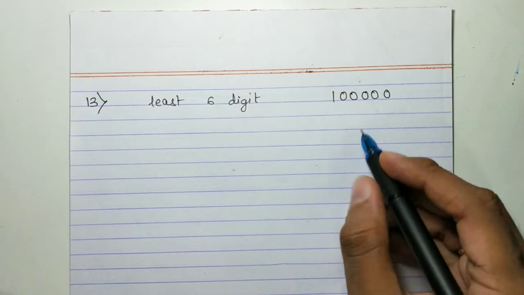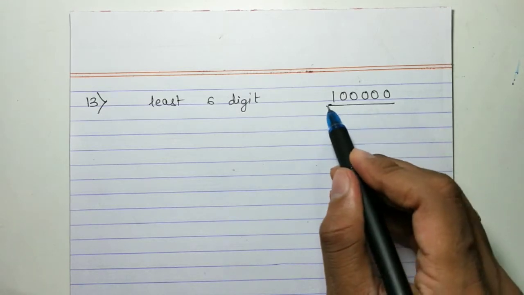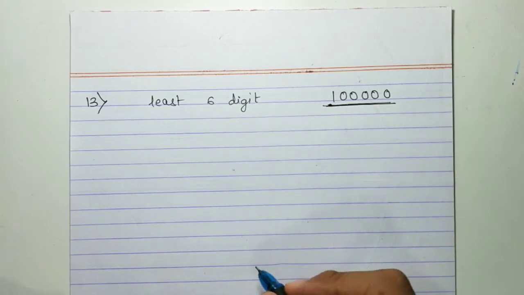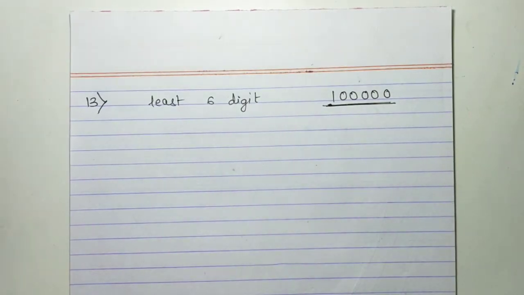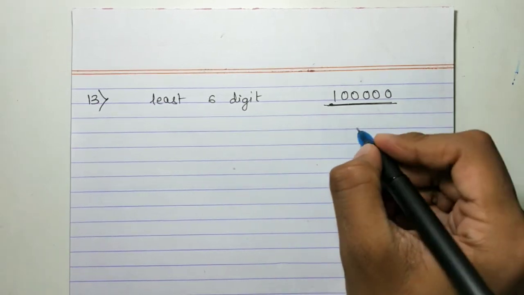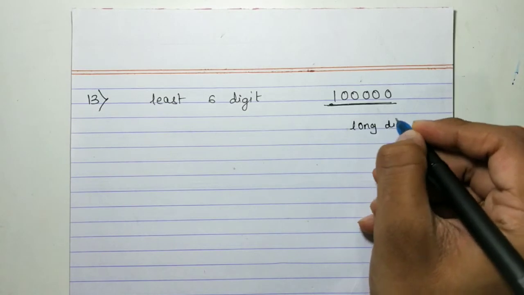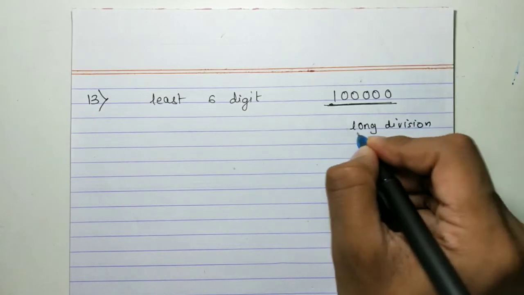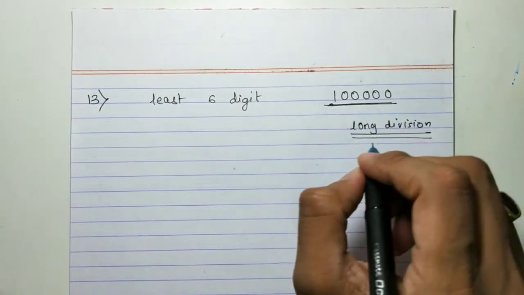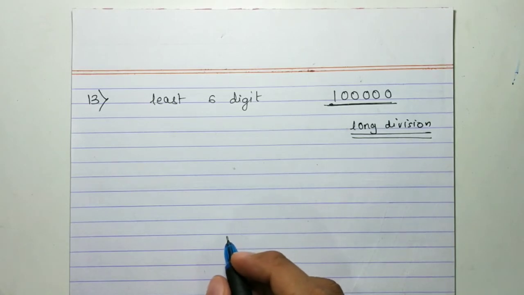Okay, and I will try to find a square near this number. This sum actually must be done using the long division method. Okay, must be done using long division. So let's keep this sum on hold, the 13th, and go to the 14th one.